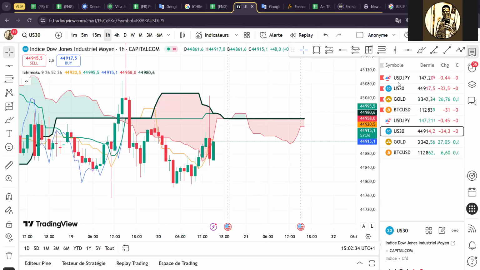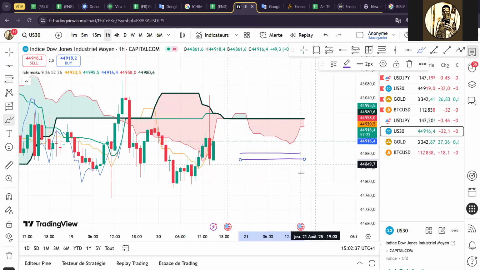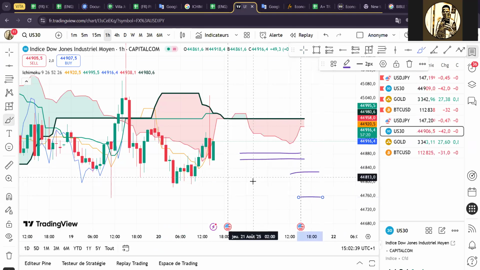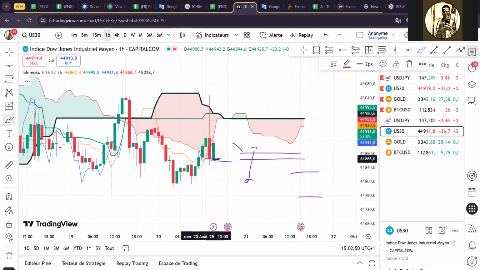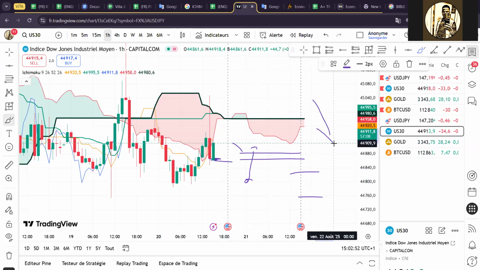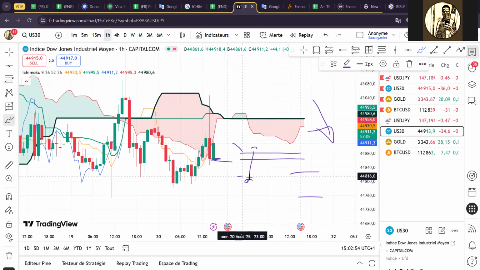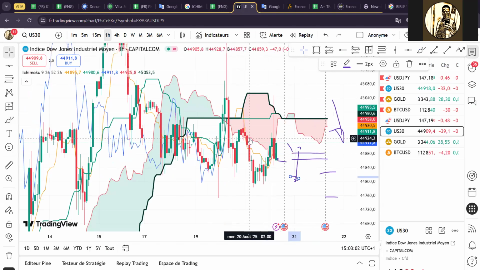The reason is that in 4 hours, Tenkan and Kijun are like this, even the cloud is like this. And we are below, and it's a correction, it's a TK correction. So it doesn't want to go down further than this. But in daily, it still wants to go down. But in 4 hours, it doesn't want to go down now. So that's the phase where we are.